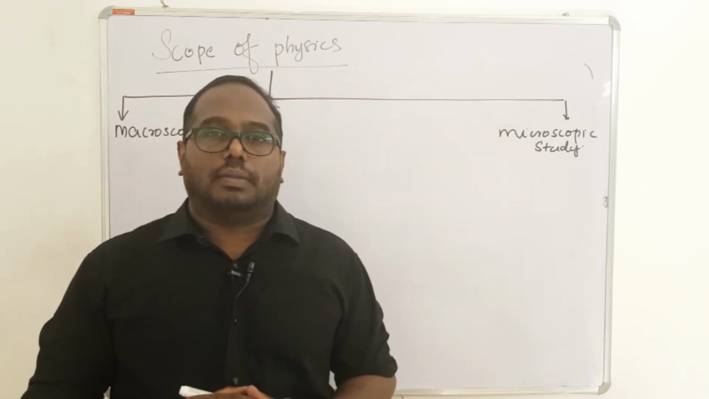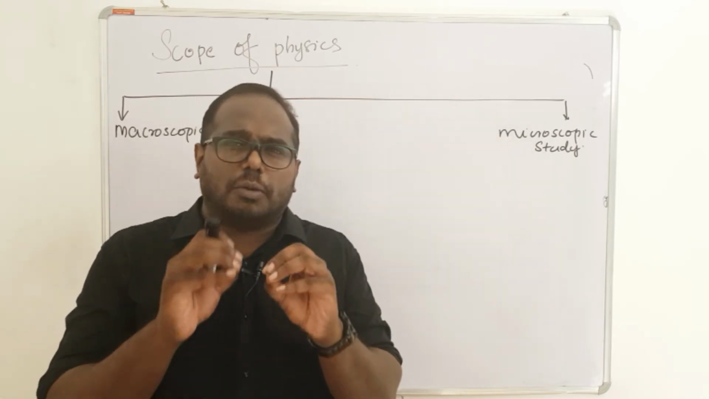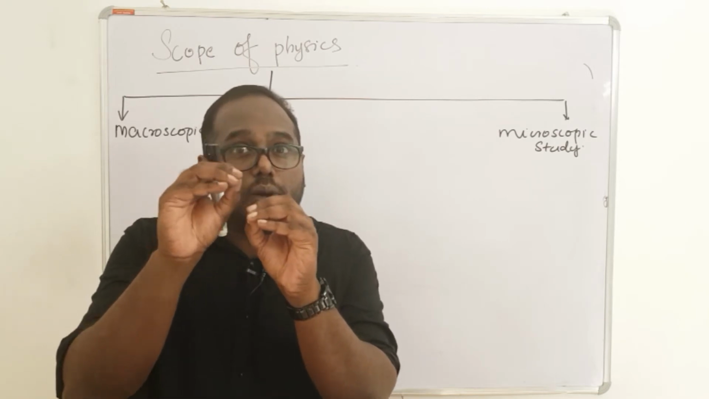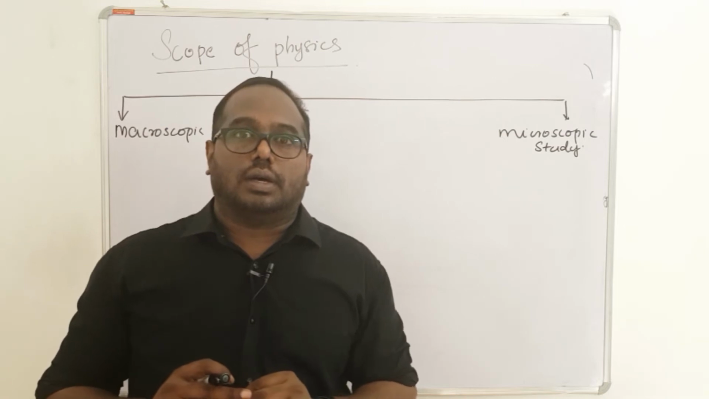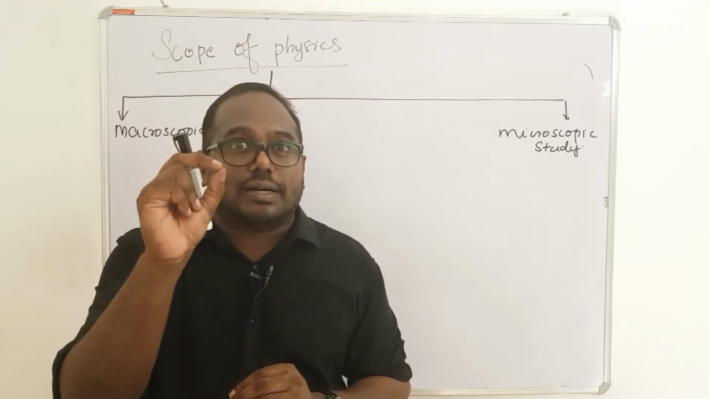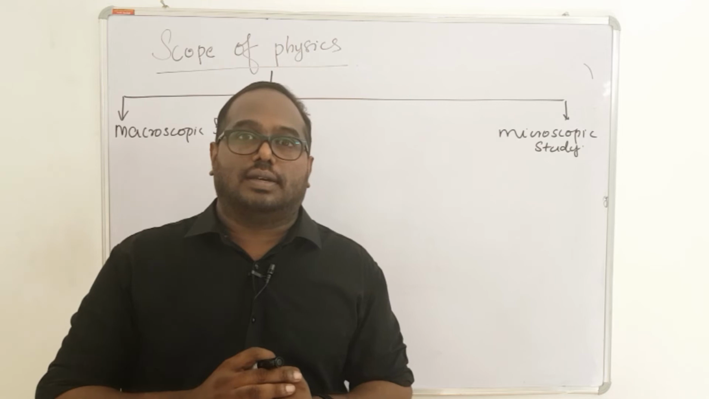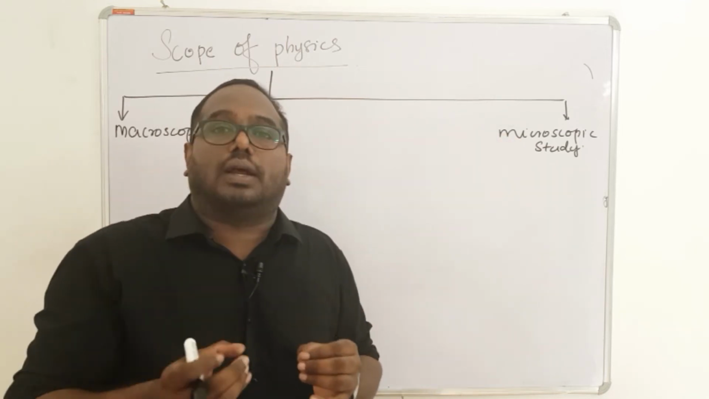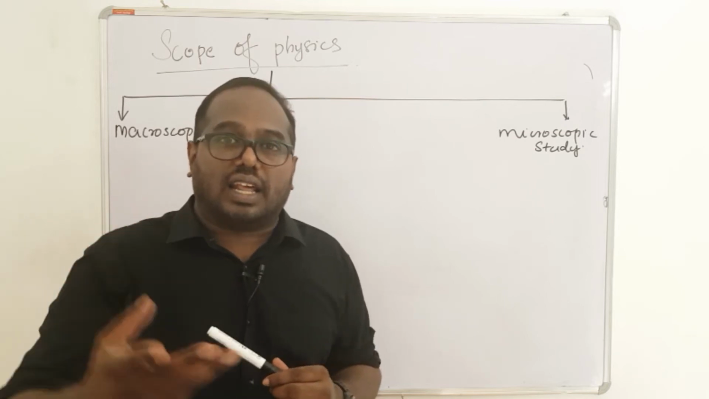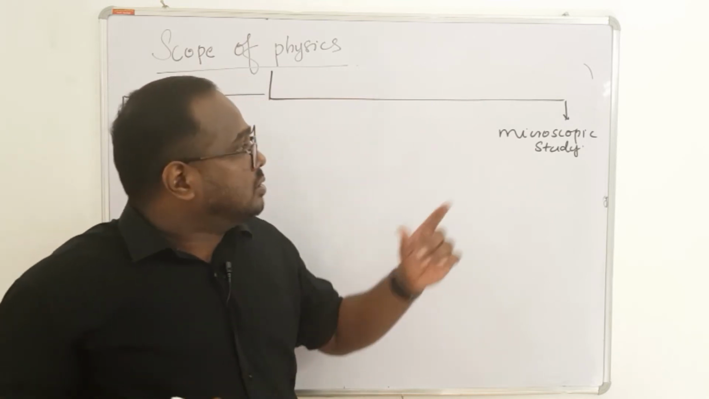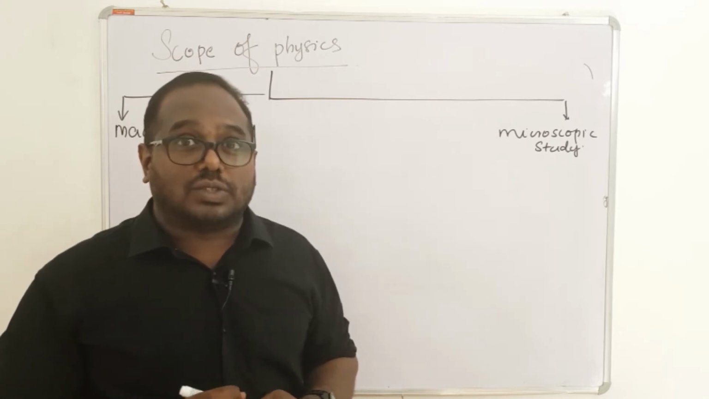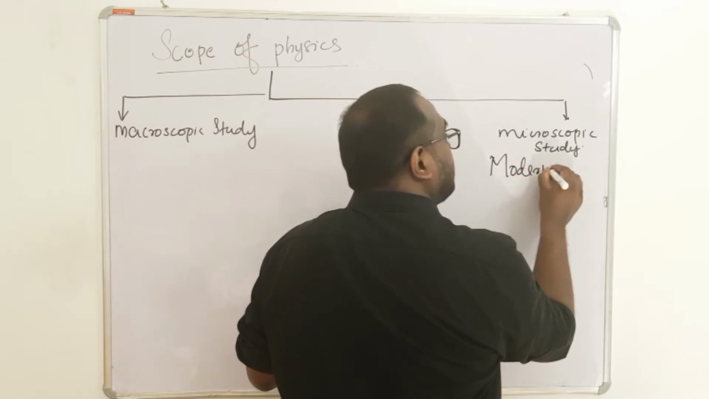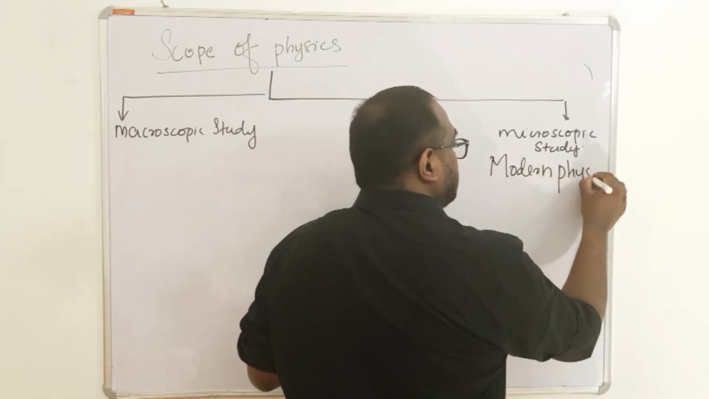Microscopic study means we will study the minute particles. Minute particles means atoms, molecules. These are recent developments. Recently we studied the minute particles, atoms, molecules like that, and their interaction properties, etc. So that is a recent development, and it is called modern physics.